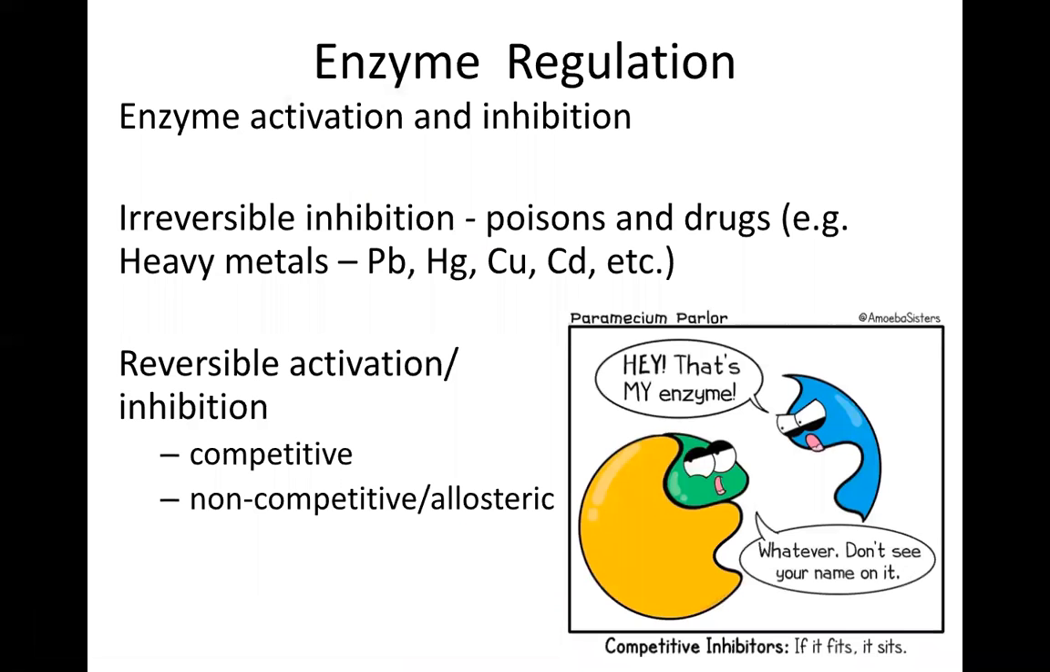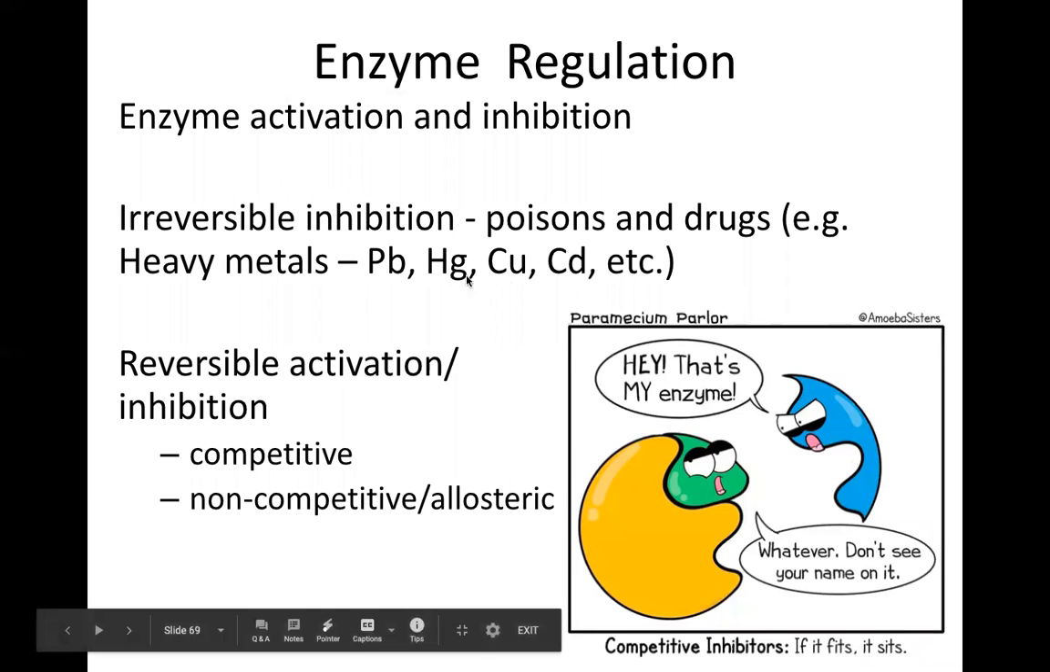Okay, so enzymes can be regulated. Enzymes can be activated and they can be inhibited. And here's some interesting trivia. There is such a thing as irreversible inhibition. That means once an inhibitor binds to an enzyme, that enzyme is dead, permanently dead. It cannot function. Irreversible inhibitors are usually poisons and drugs, heavy metals. This is how a lot of poisons work. They bind to a crucial enzyme, and that enzyme can no longer function.